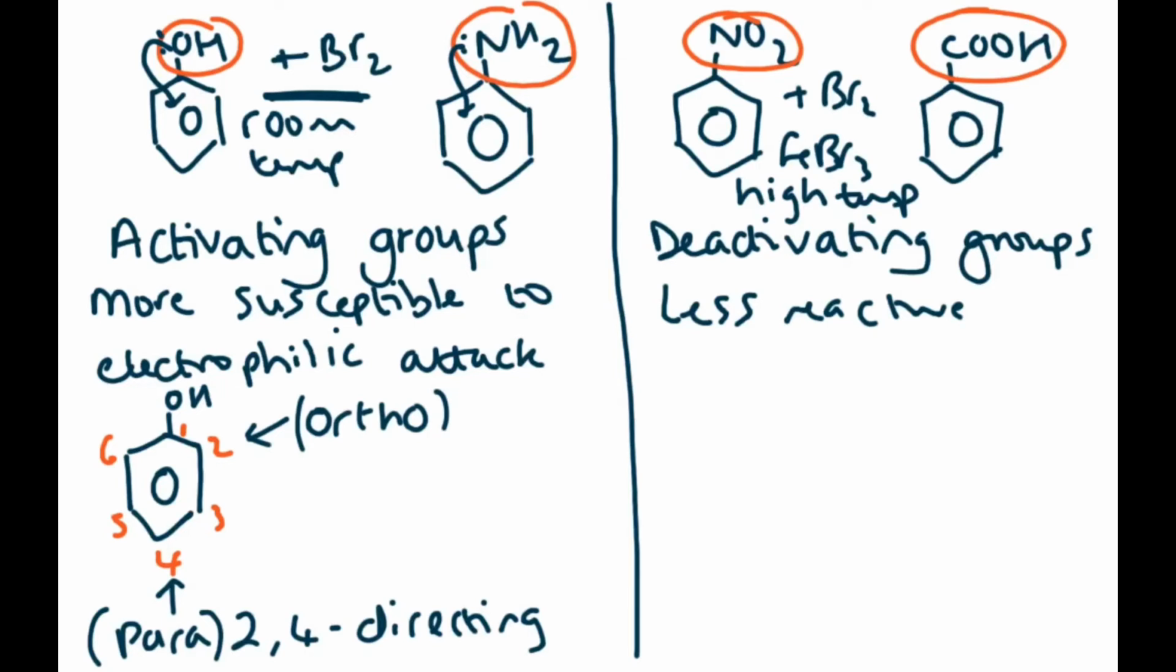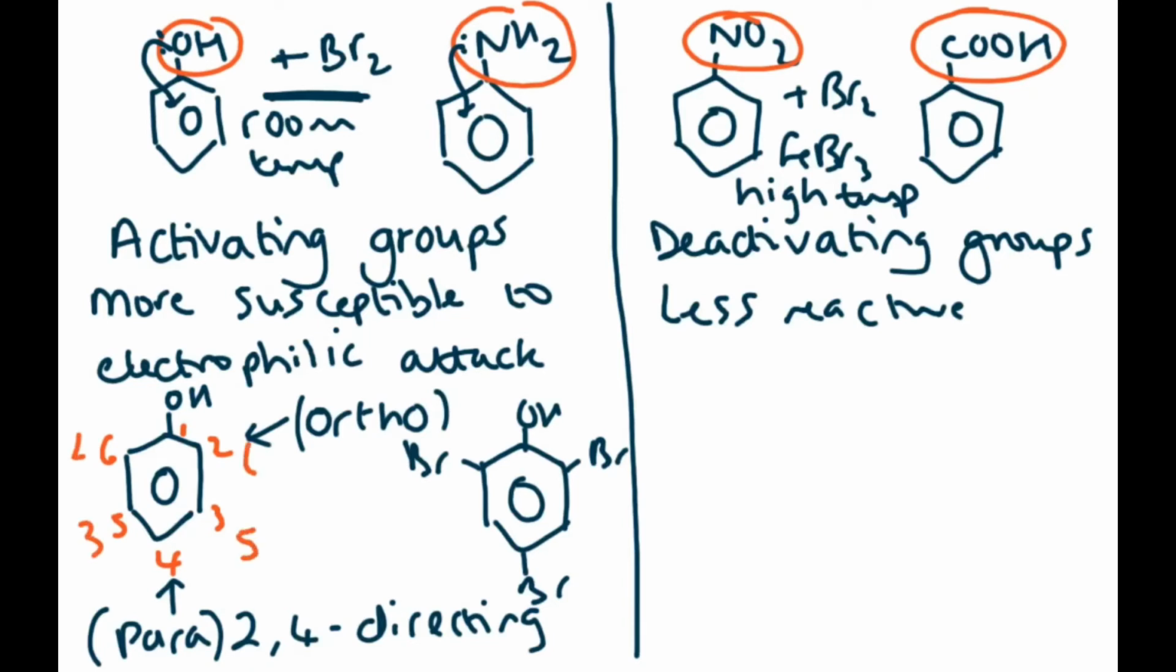So if you add bromine onto phenol, you've got your phenol, and if you react it with bromine, then the bromine could go here, or there, or there. Remember that even though we're calling that carbon 6, if you turned it around, it could be carbon 2, 3, 4, 5, 6 as well.